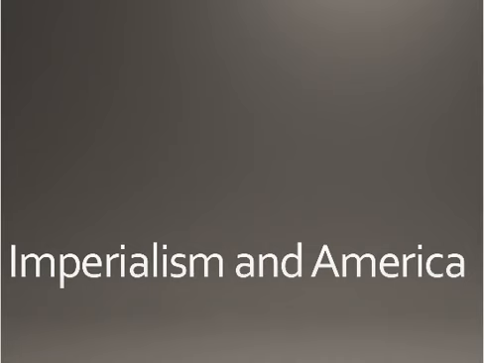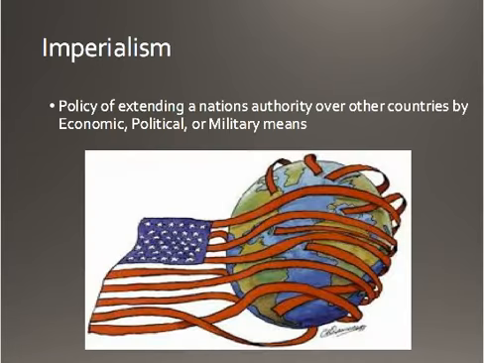Today we're going to take a look at imperialism and America. Starting off, I want to remind you of the term imperialism, what it means. We see the policy of extending a nation's authority over countries by economic, political, and military means. Now, at the time, as we're turning in at the end of the century, moving into the 1900s, this is going to be America expanding out beyond the continental United States and trying to gain control of various places around the globe.